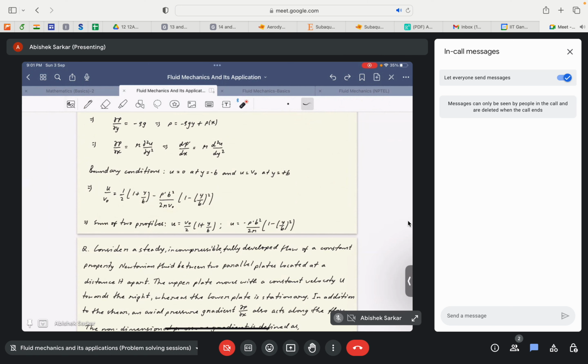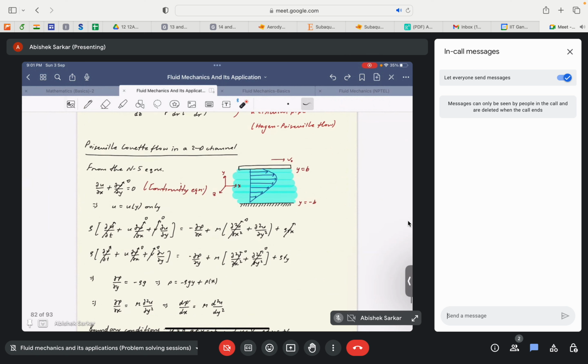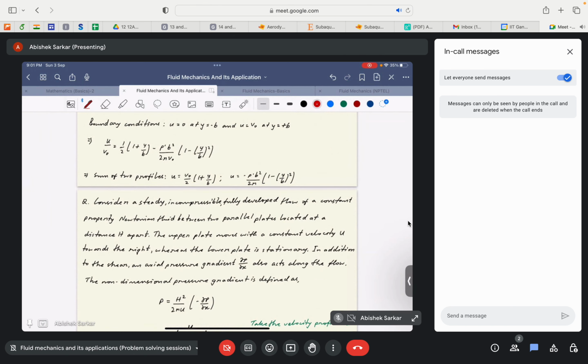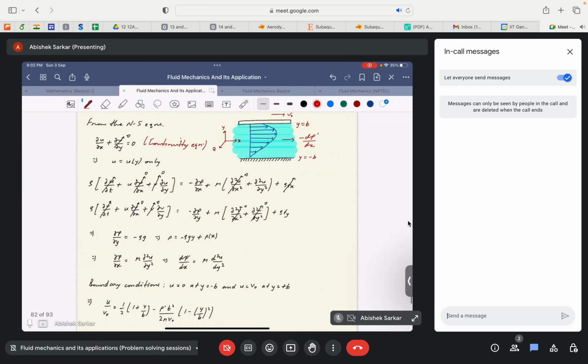Also, since there is a pressure gradient, let me just denote it. There is a pressure gradient along the positive x direction. So this is essentially a pressure driven as well as shear driven flow, where the pressure gradient drives the flow. Along with it, the movement of the upper plate also drives, or generates, the flow.